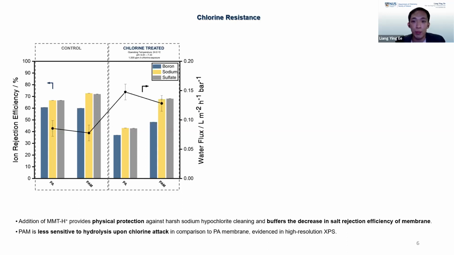In order to evaluate the effectiveness of the MMTH+ to provide protection of the polyamide membrane, these membranes were exposed to 1,500 ppm of sodium hypochlorite cleaning, and we can observe that the membrane incorporated with MMTH+ shows a much less significant drop in the ions rejection. Needless to say, the increase in the flux and lower rejection rate indicated some form of degradation to the structural integrity of the membranes.